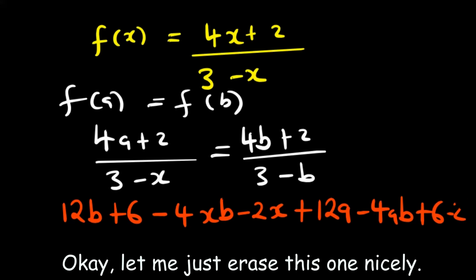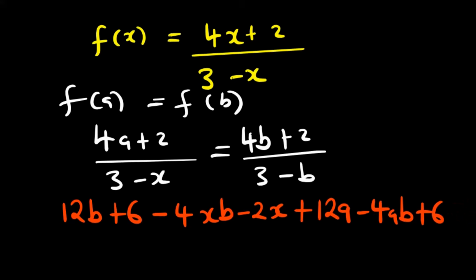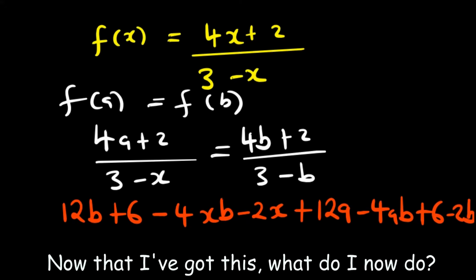Allow me to just erase this one nicely. This was 6, just 6. Then I'm going to have negative 2b. Now that I've got this, what do I now do?